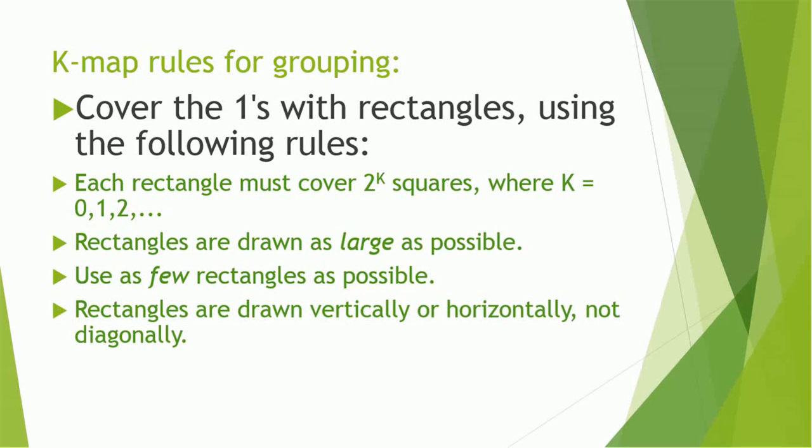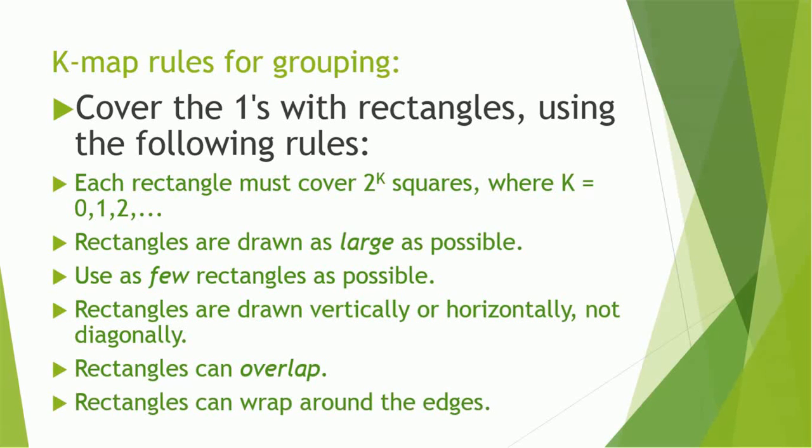And when I group them together, I cannot group them diagonally. They have to be grouped either vertically or horizontally. The rectangles or the groups can overlap, so a single 1 can be in multiple groups, and the rectangles can wrap around the edges. This last rule is going to apply a lot more if we have a 3 or a 4 variable Karnaugh map. So let's try it out.